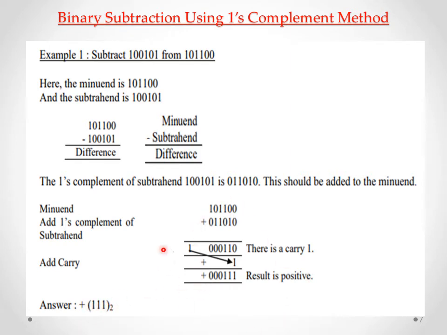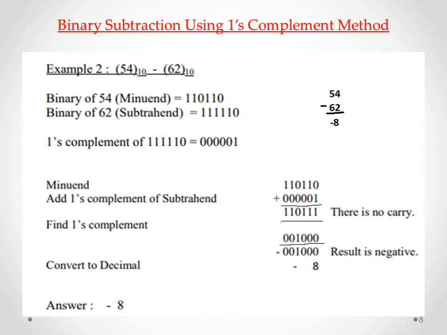So now let's see, for performing the subtraction we are using only the addition operator plus. So this is the main use of complement methods, that is, subtraction is performed with the addition process. In this example, we are going to subtract 54 minus 62. The answer is minus 8. The minuend is smaller and the subtrahend is bigger. So in this case, how are we going to perform it by using the ones complement method?